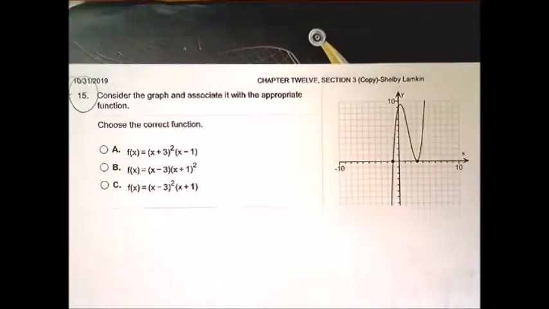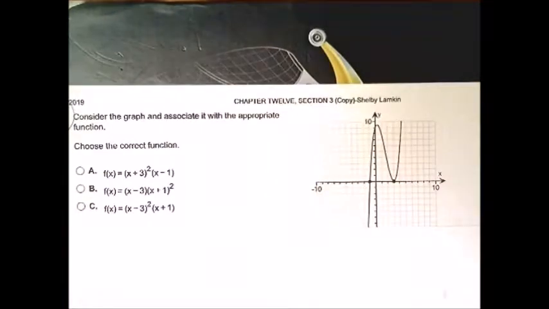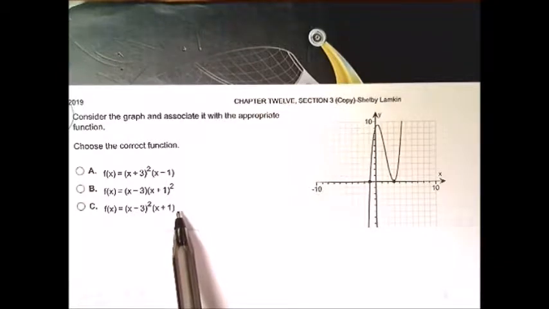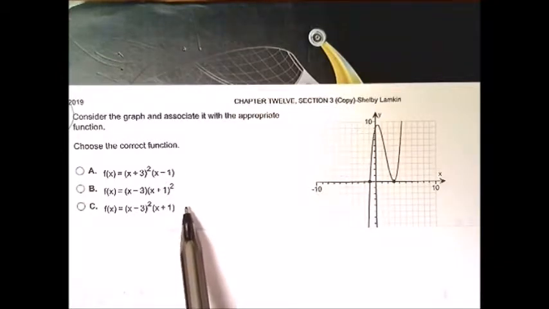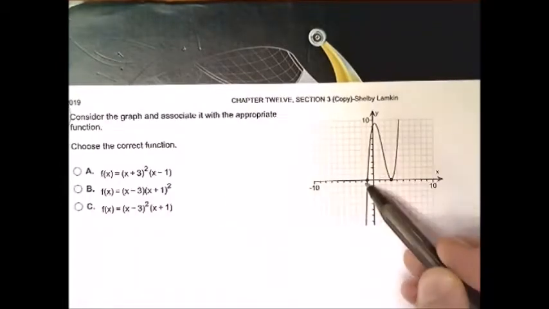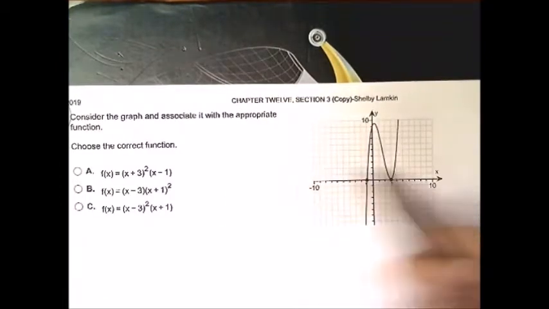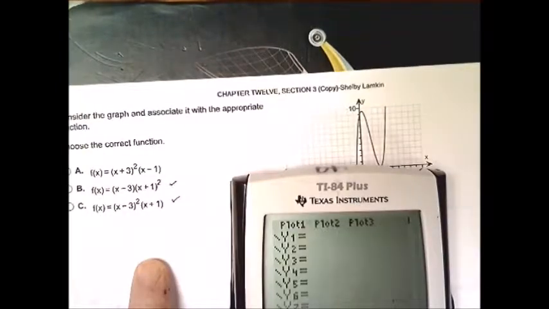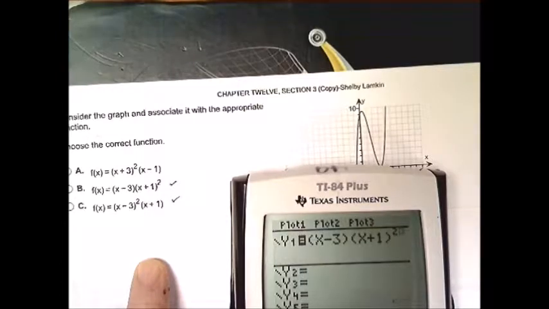Number 15 says consider the graph and associate it with the approximate function. So you're just putting this in your calculator to see which one matches. And it's got zeros at negative 1 and positive 3. So that's going to mean that I'm going to look between these two. So I'm going to go to y equals, and I'm going to put in x minus 3 times x plus 1 squared.